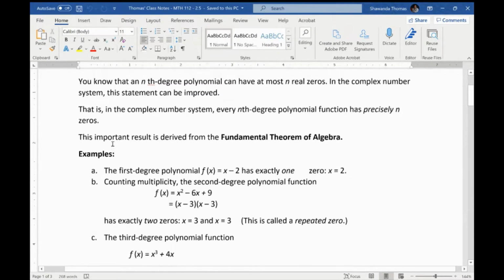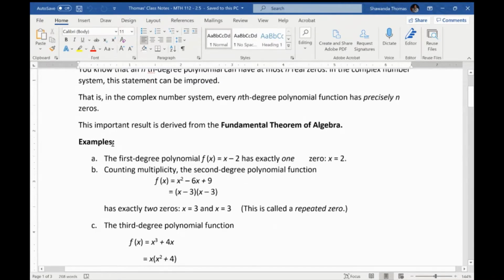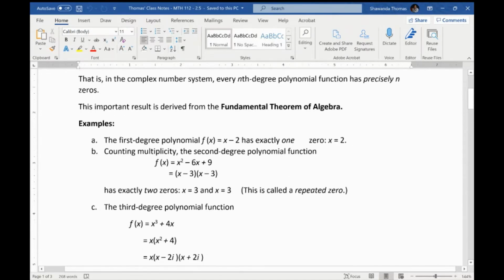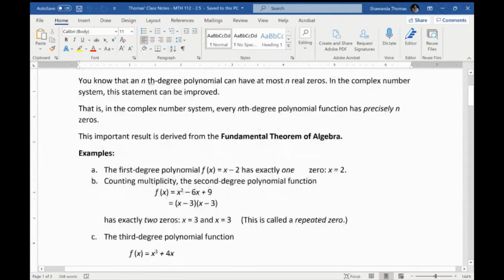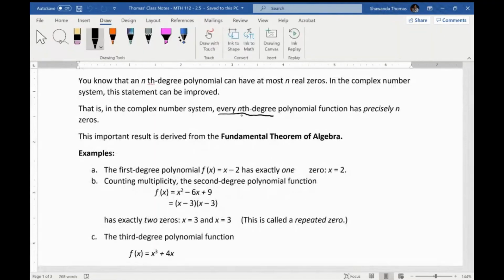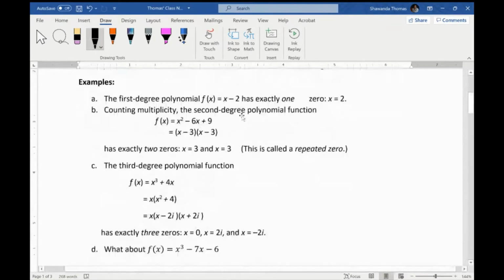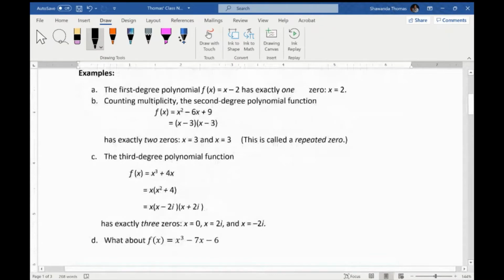All right, that result is called the fundamental theorem of algebra. Maybe you've heard of this fundamental theorem of algebra. All it's saying is, in the complex number system, every nth degree polynomial has n zeros. So for example, A, the first degree polynomial f of x equals x minus 2.